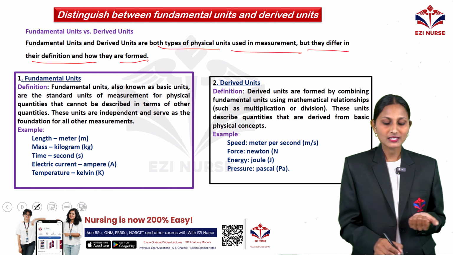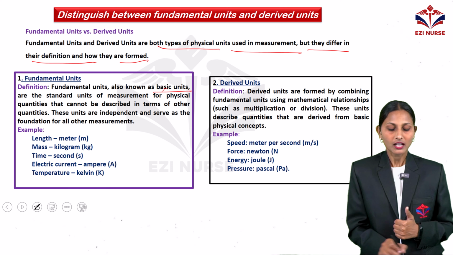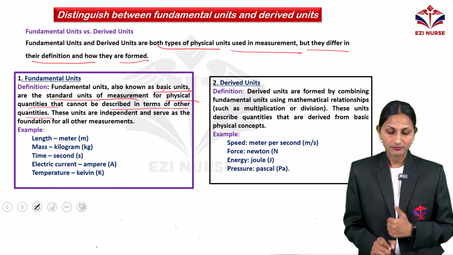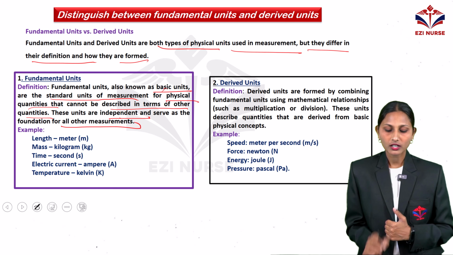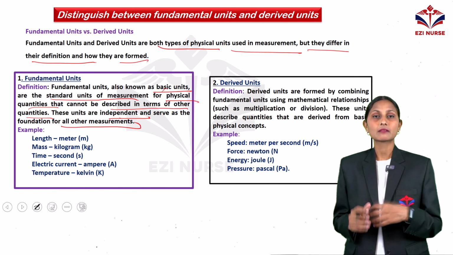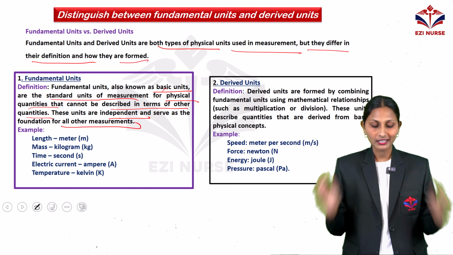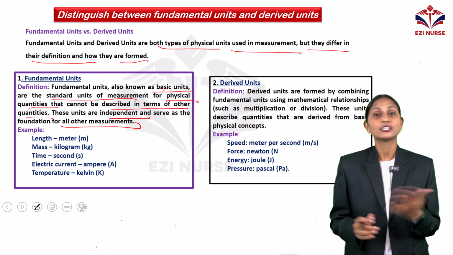Okay, so we will see what a fundamental unit is. Fundamental units, also known as basic units, are the standard units of measurement for physical quantities that cannot be described in terms of other quantities. These units are independent and serve as a foundation for all other measurements. It does not depend on anyone, and to measure a physical quantity we use this fundamental unit.